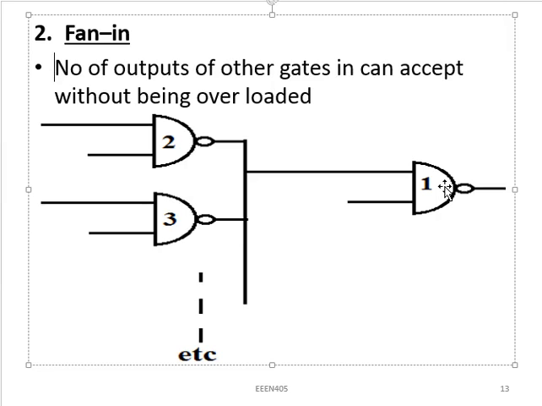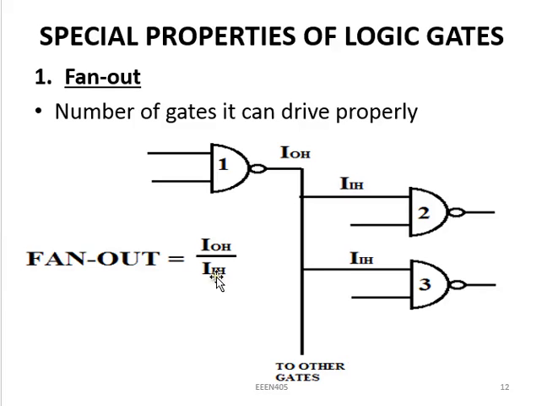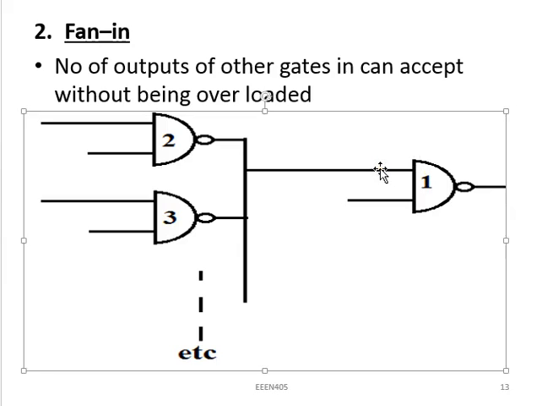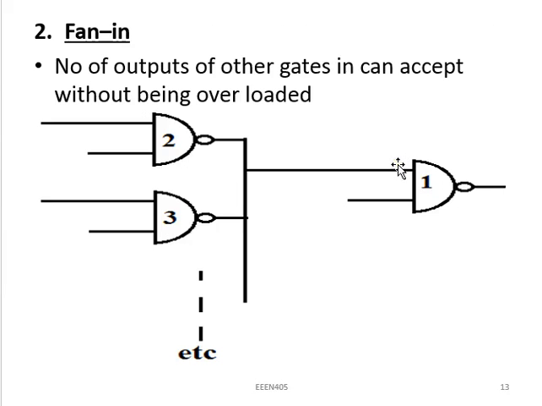And if we want to do that, we use the same formula we use for the fan out, only that here we have the input current over the output current. What I'm saying is that supposing this gate can accept up to 50 milliamps and each of these gates that are connected to its input are producing like 5 milliamps. Now if you say 50 over 5, it will give you 10.